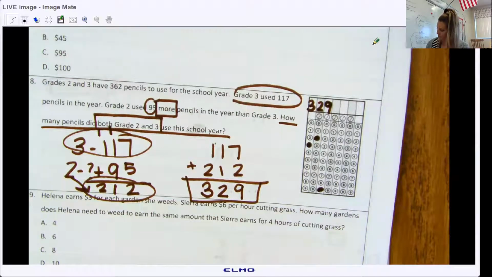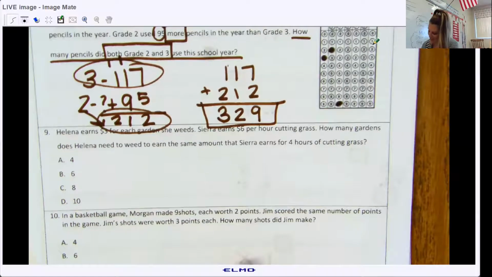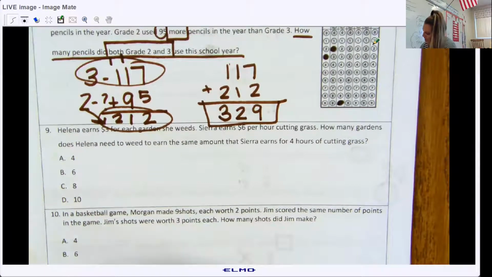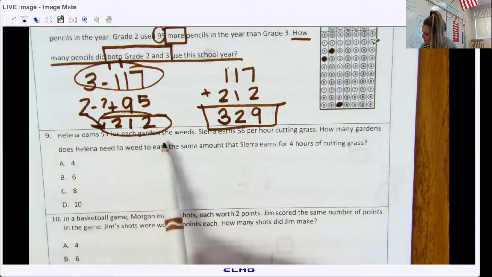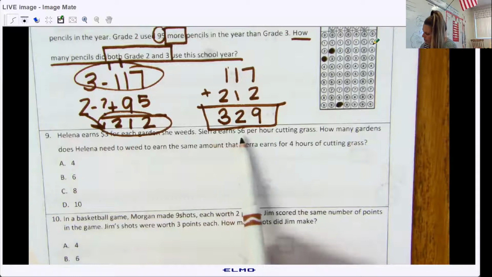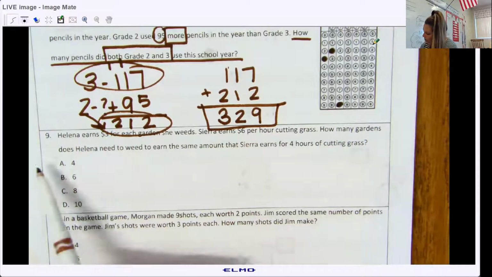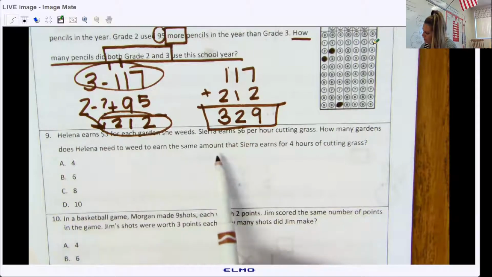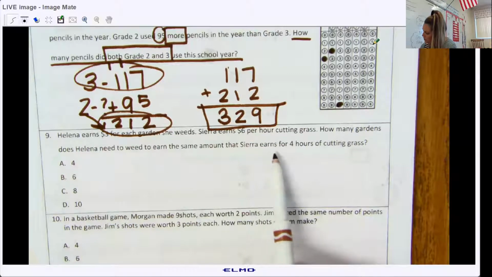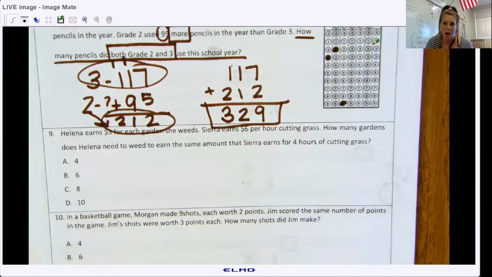okay? All right, 2 more, friends. Let's look at number 9. Helena earns $3 for each garden she weeds. Sierra earns $6 per hour cutting grass. How many gardens does Helena need to weed to earn the same amount that Sierra earns for 4 hours of cutting grass? Go ahead and pause it, and when you're ready, push play.